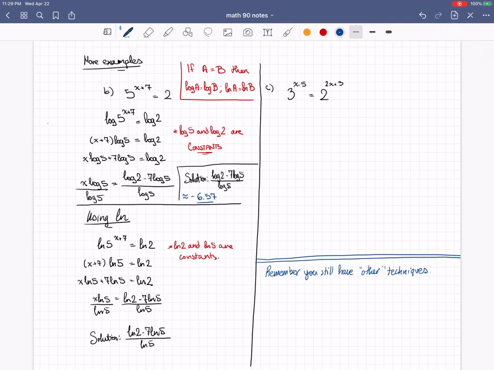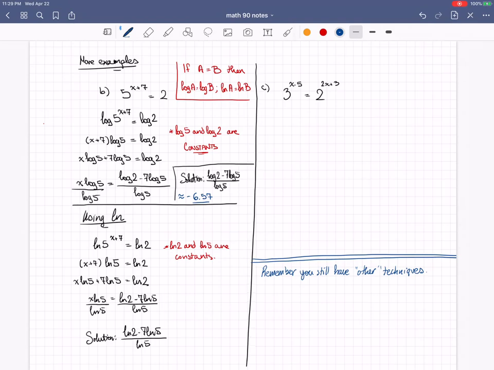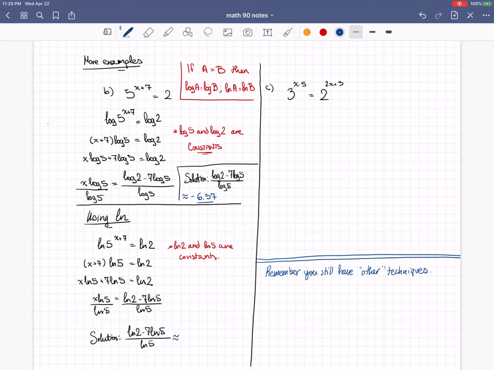But let's punch this in to make sure we get the same number. So I have the natural log of 2 minus 7 times the natural log of 5, and then divided by the natural log of 5. And sure enough, we get the same number. And again, I'm just going to round it to 2 decimal places, but it's the same number, negative 6.57.